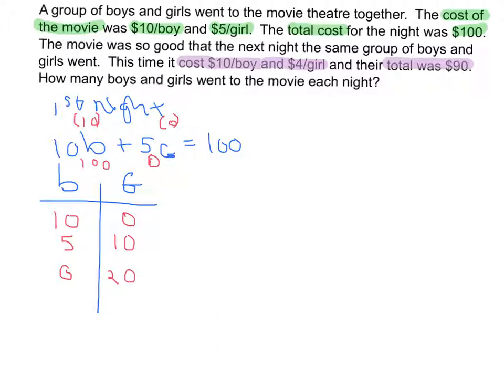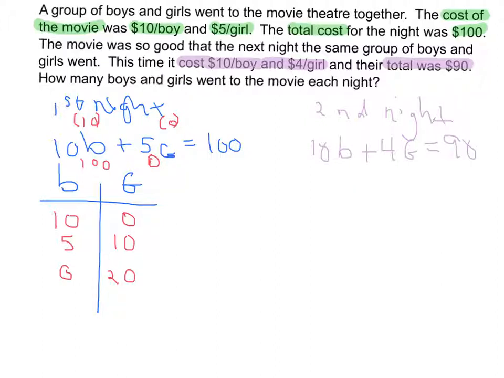Okay, so we're going to do the exact same thing for the second night. Second night, it was a cost of $10 per boy again, 10b, plus this time it was 4 per girl, and the total cost was 90.